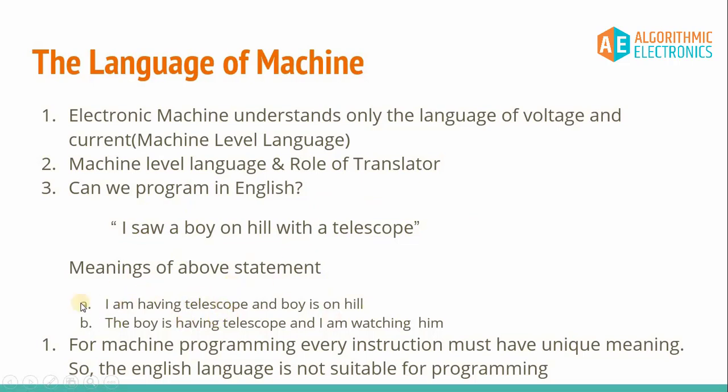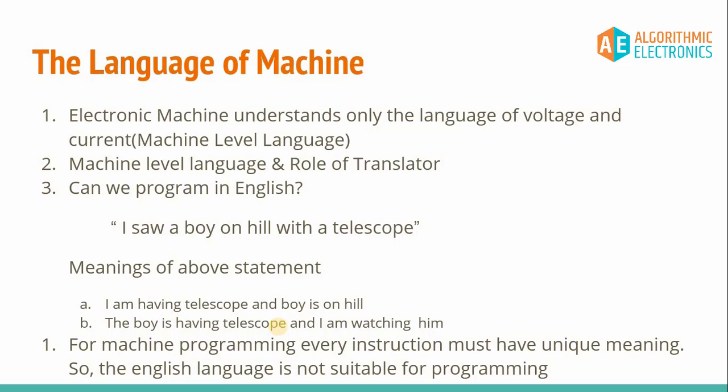The number one meaning is I am having a telescope and the boy is on hill. This is one possible meaning of this statement. And the second meaning can be the boy is having the telescope and I am watching him. So there is no unique meaning for each and every statement in English language. In case of machine level programming, we should have a unique meaning for each and every statement.